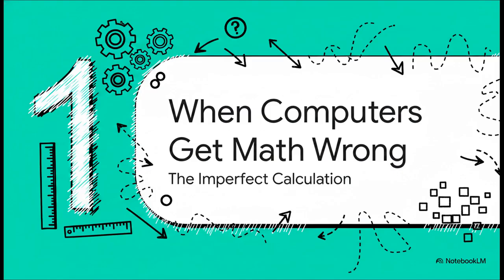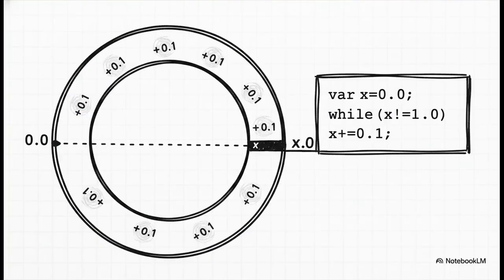Our first stop is this central mystery. Why do these machines, built for perfect precision, sometimes give us answers that are just plain wrong? Okay, let's start with a classic little puzzle. Take a look at this bit of code. It looks super simple, right?